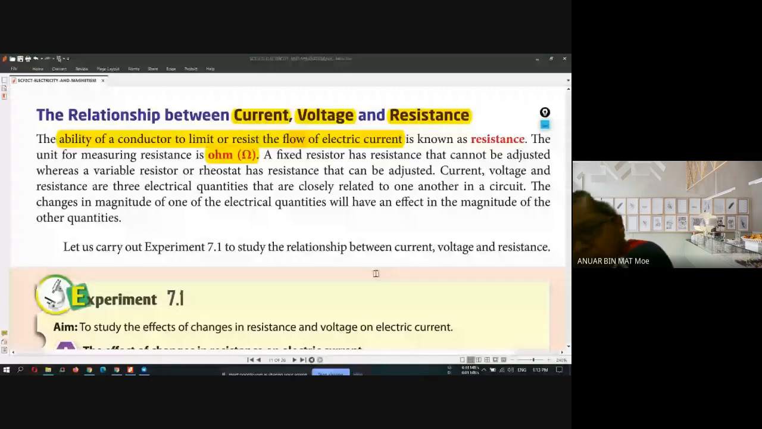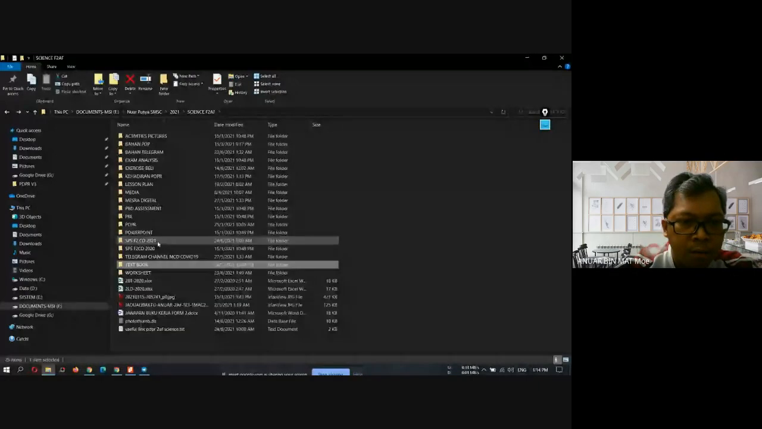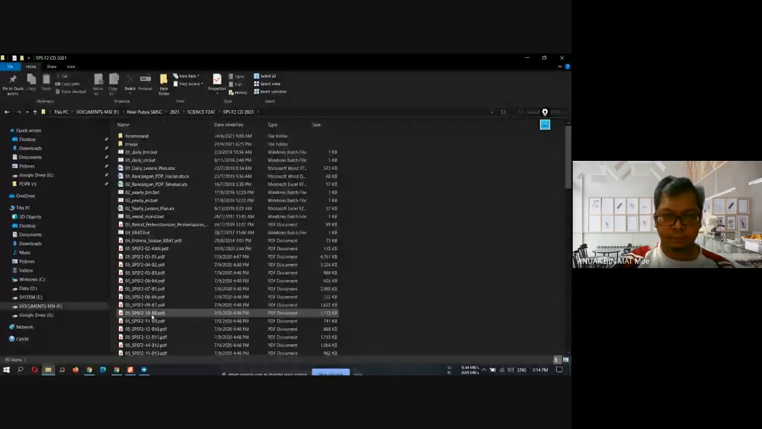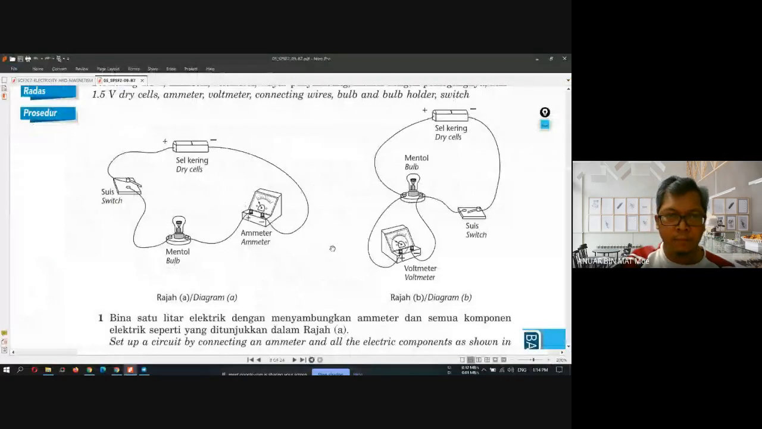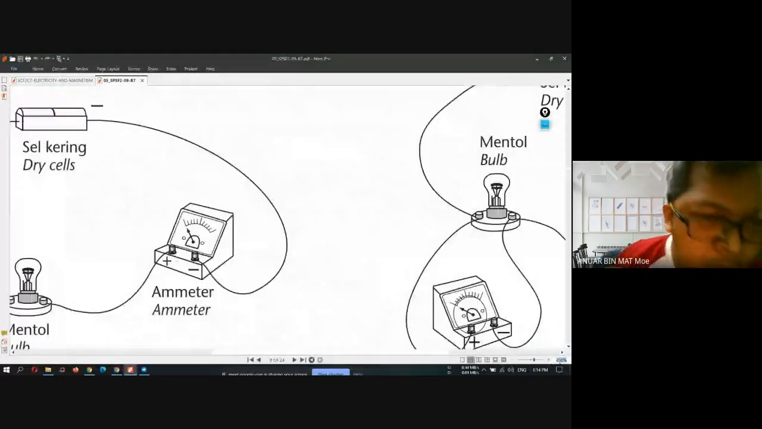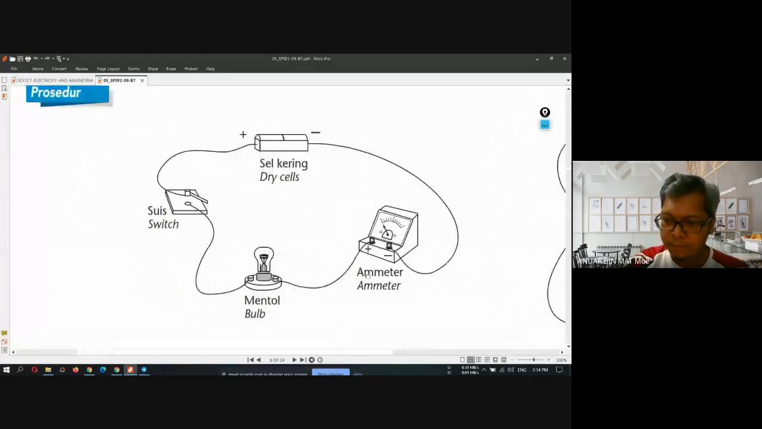Okay, so now it is 1:30. I will show you one thing here. Chapter 7. This is the picture from your workbook. So you can also refer to your workbook as well.